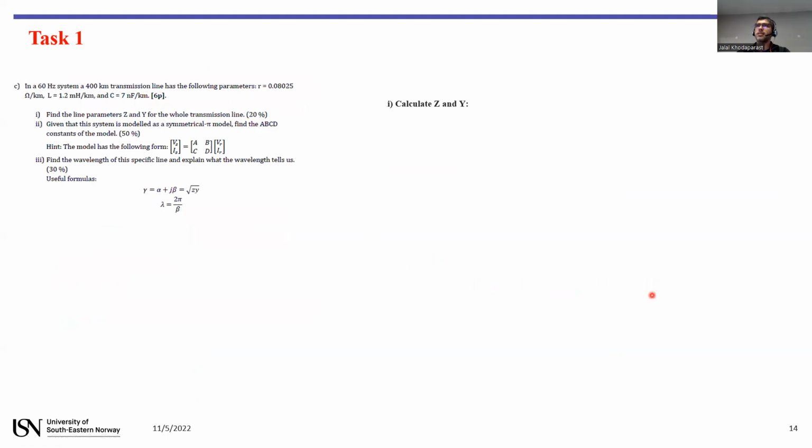And the last section of this task is a new transmission line. It is a transmission line, the length is 400 kilometers. The task gave us the resistance, inductance, and the capacitance, and we have to calculate the Z and Y.